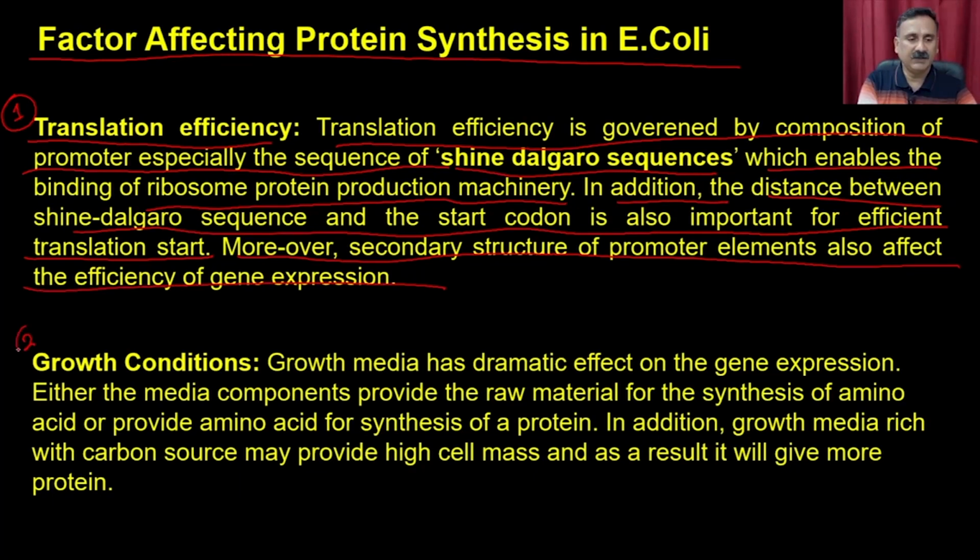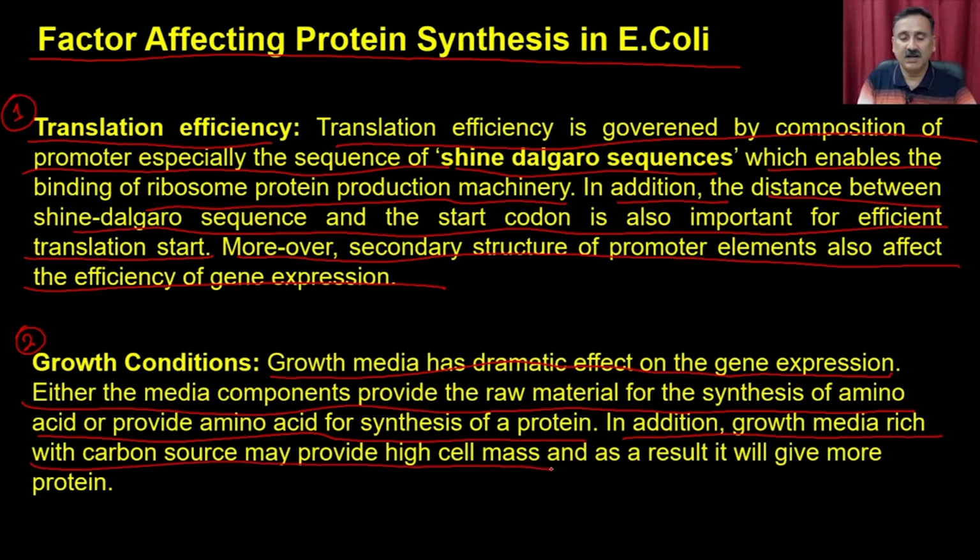Then the second is the growth conditions. Growth media has a drastic effect on protein production. Either the media components provide the raw material for the synthesis of the amino acids, or provide the amino acids for the synthesis of a protein. In addition, growth media rich in carbon source may provide high cell mass, and as a result it will give you a larger amount of protein.